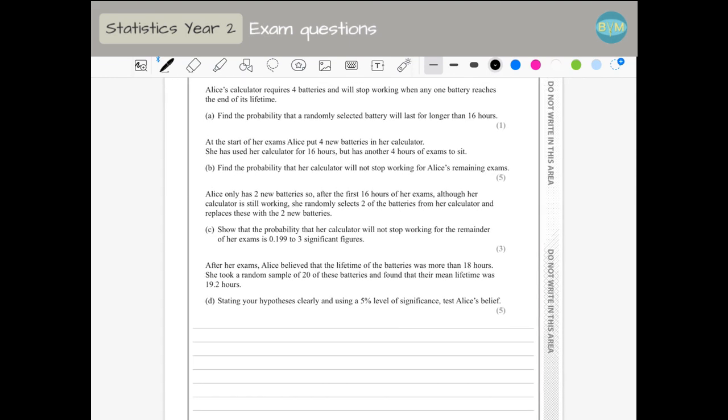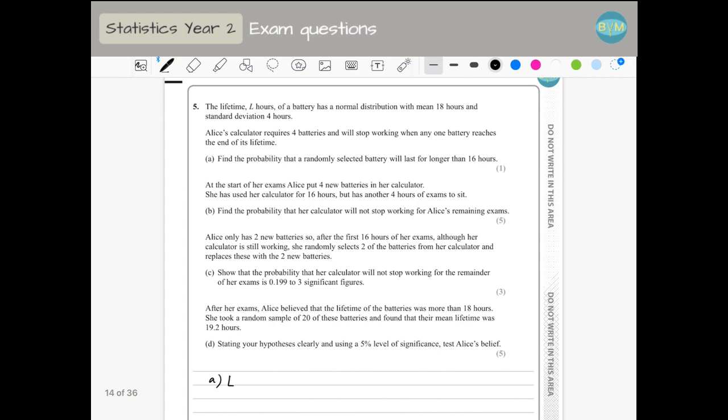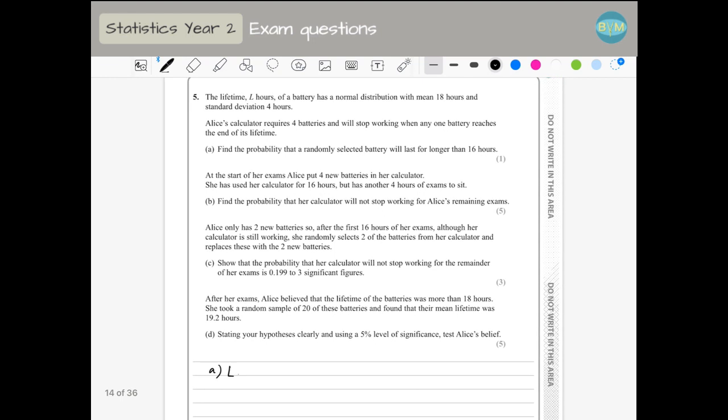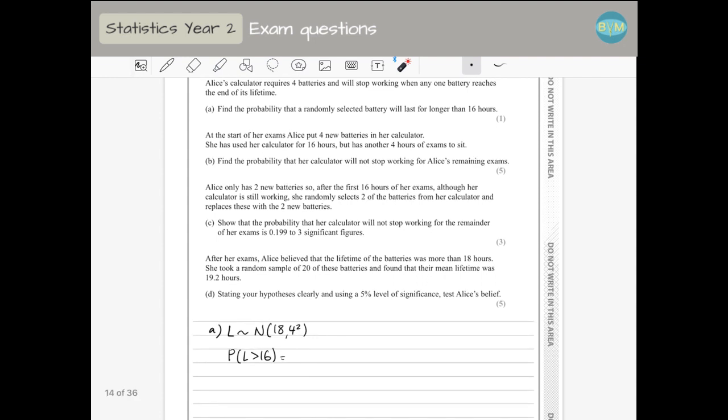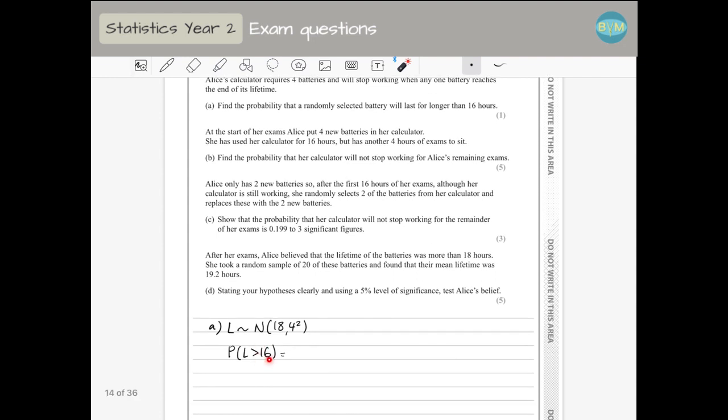So if we have our variable L, which is the lifetime in hours and is a normal 18, 4 squared, we just want to find the probability that L is greater than 16. They want us to find the probability of the battery lasting longer than 16 hours. We are just going to use normal CD in the calculator. The lower limit is going to be 16 and then a large number.